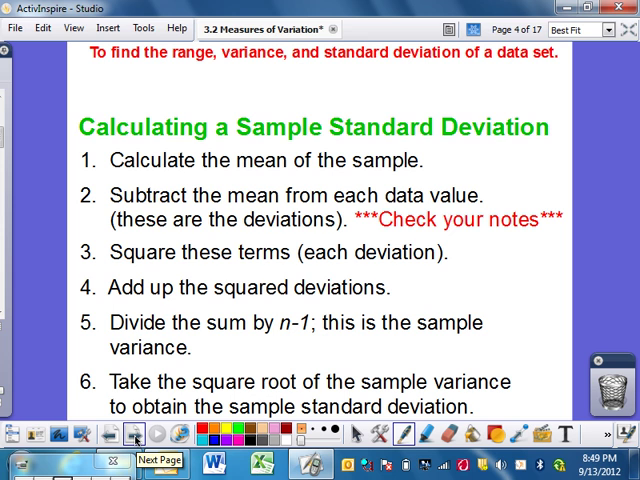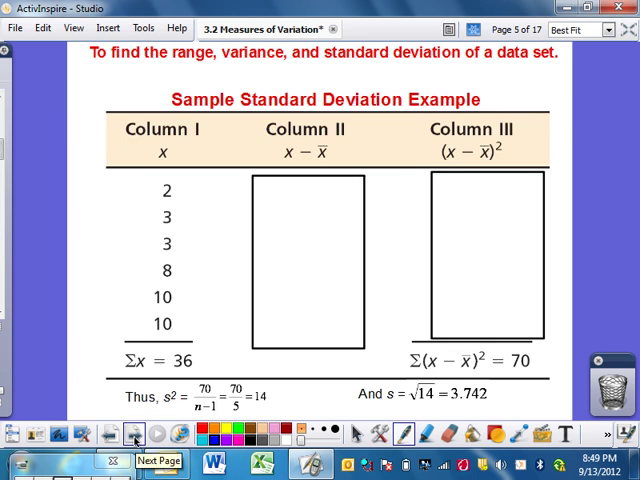So to do it the long way, I'm going to show you one example. You have to know the mean, so you have to calculate the mean. You subtract the mean from each data value, and I'm going to show you this in the next couple slides. Square each term, add up the squares, divide by n minus 1. Then to get standard deviation, you take the square root. If you just leave it as a square, it is the variance.